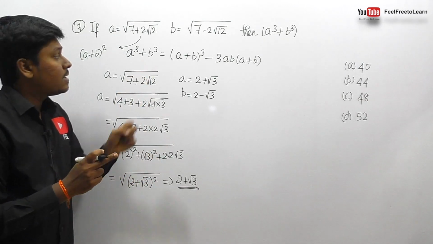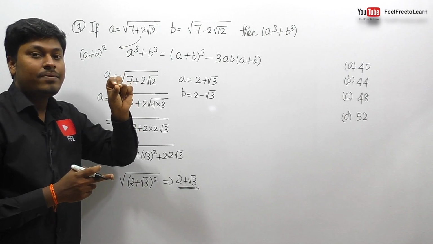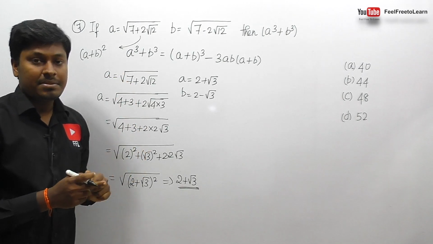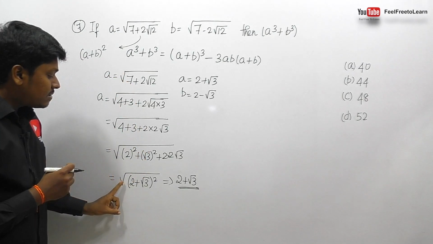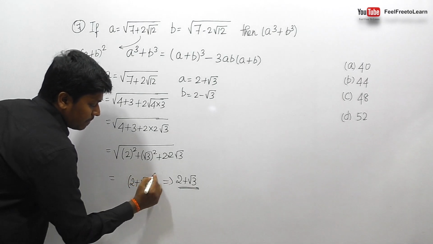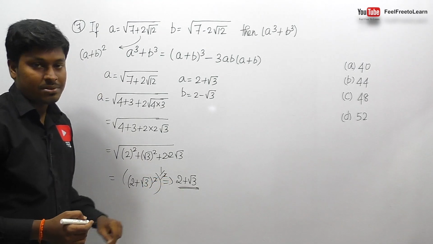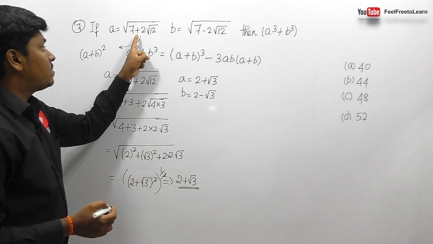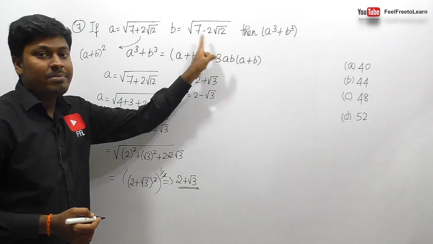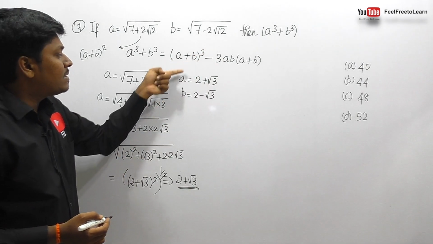Then the second thing is, if you find an expression like this, always try to convert the expression in terms of (a + b) the whole square or (a − b) the whole square. Remember that this root can be written as 1/2, so we can cancel 2 and 2. The result will be 2 + √3. So if a is 2 + √3, then definitely we can say that the value of b will be 2 − √3.